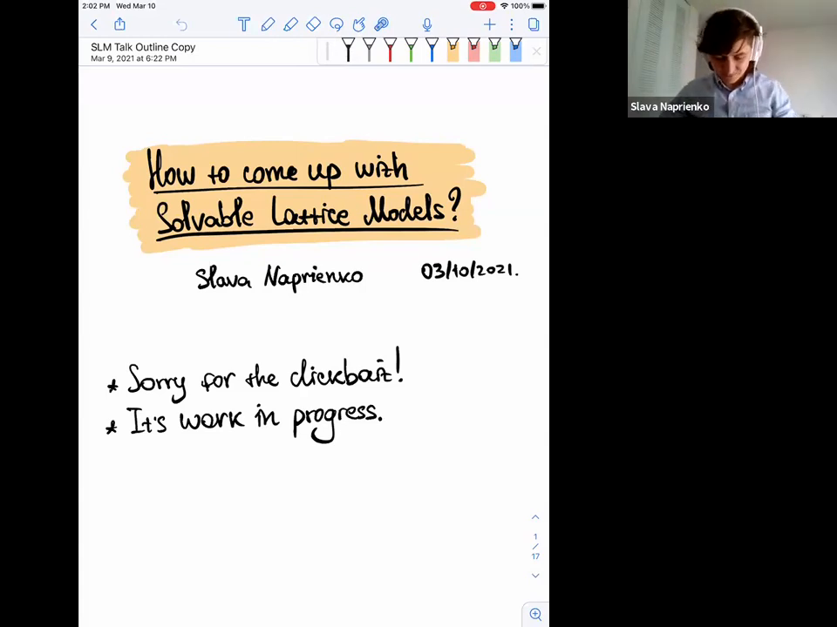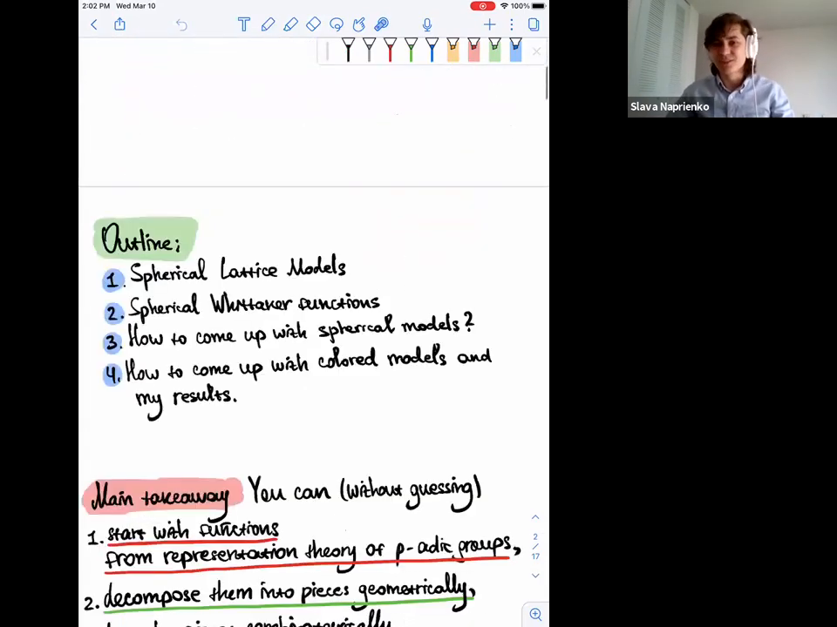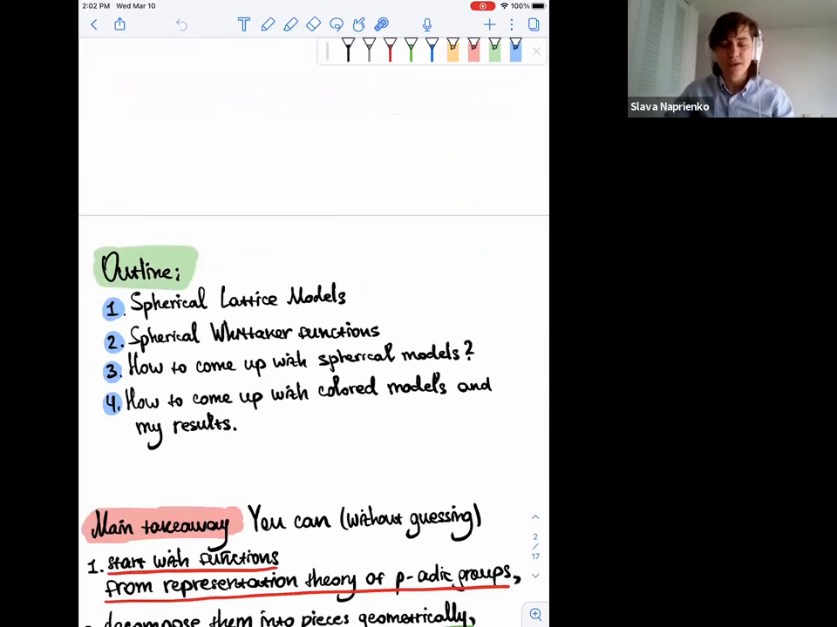Okay, let's go then. I'm Slava Naprienko. First of all, I want to talk about the outline of the talk. My talk is going to have 4 parts. In the first part, I'm going to talk about the spherical lattice model. This is a model that was introduced in 2009. And this is quite simple and very illustrative. So I want to use this model to give the sense of how to come up with solvable lattice models.